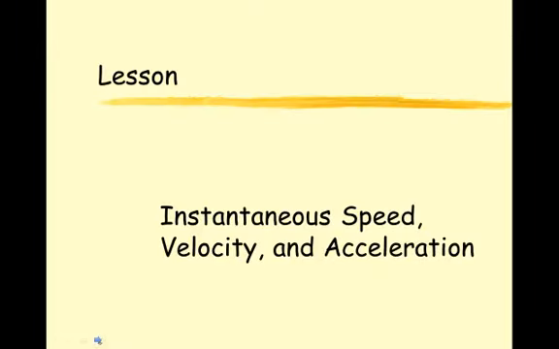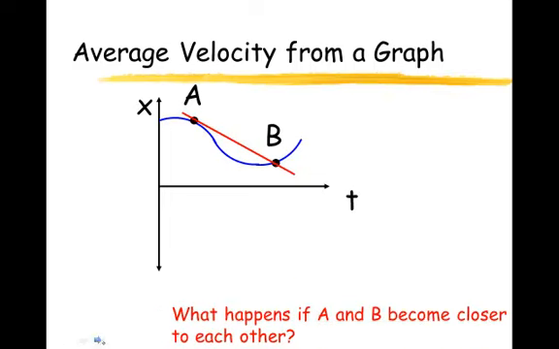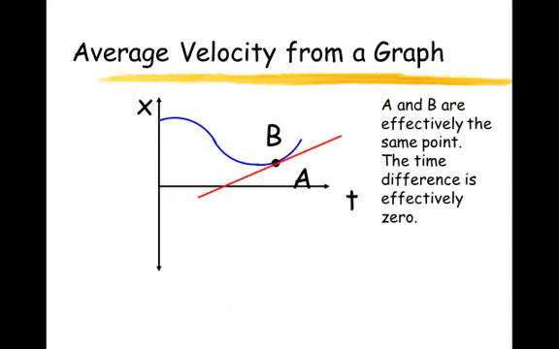Now let's look at instantaneous speed, velocity, and acceleration quickly here. So the average velocity, like we said from a graph, is that between time A and time B, we have to look at the slope. So that's how we go about finding the average velocity. We take the slope from those two points. Now, if we start to move A closer to B, notice what happens. There gets to a point where A and B are effectively at the same point, and the time difference is effectively 0.